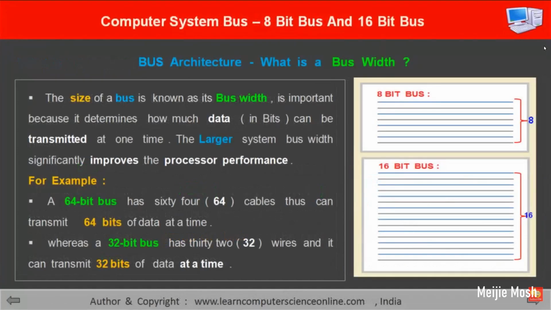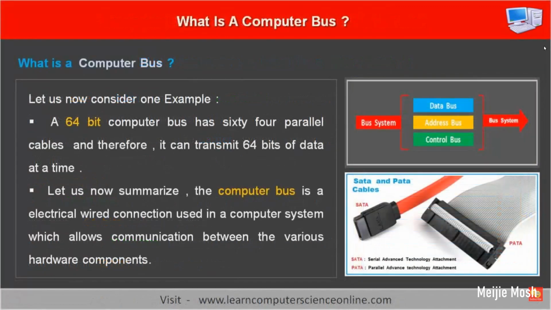The computer system makes use of different sizes of buses depending upon the system architecture. This network of different types of buses used in the computer is called a bus system. The bus width is an important performance parameter because it determines how much data, in terms of bits, can be transmitted at one time. The larger the system bus width, the more data will be transferred, which significantly improves the microprocessor performance. Let us now consider one example. A 64-bit computer bus has 64 parallel cables, and therefore it can transmit 64 bits of data at a time.